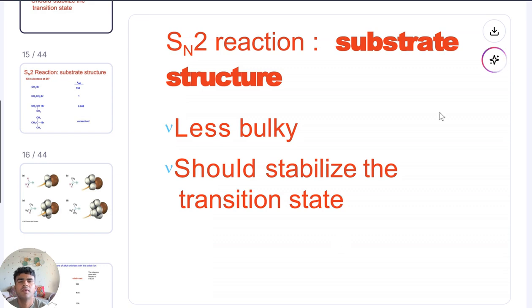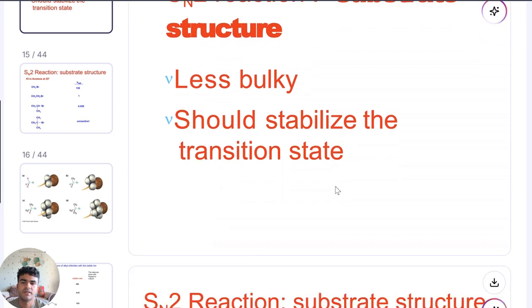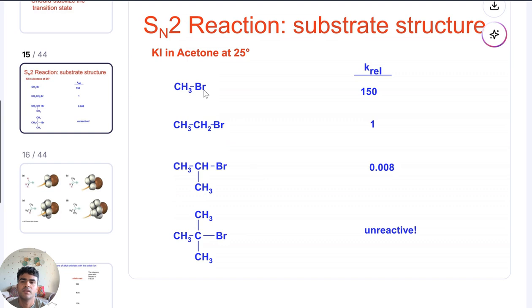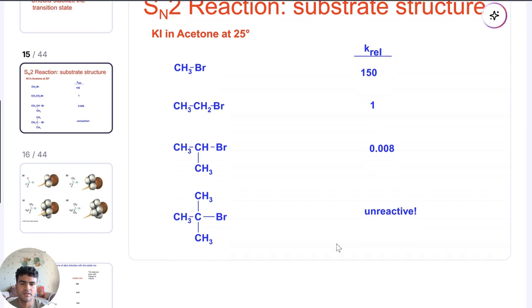In an SN2 reaction, the substrate structure should be less bulky, so that it should stabilize the transition state. If you compare the rate of this whole substrate series, as the number of methyl groups increases from up to down, the rate decreases. You can see for CH3 here, the relative rate is 150, whereas the tertiary halide is unreactive towards the SN2 reaction.